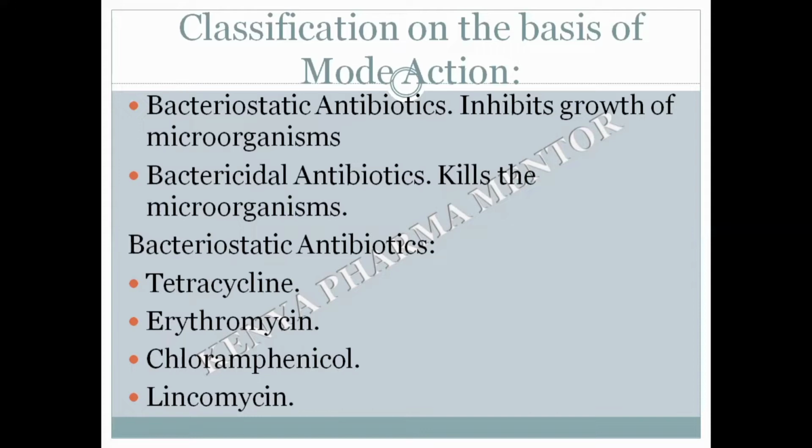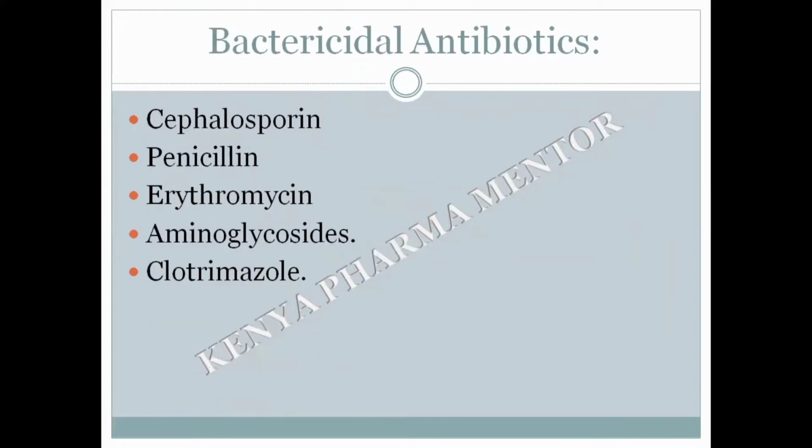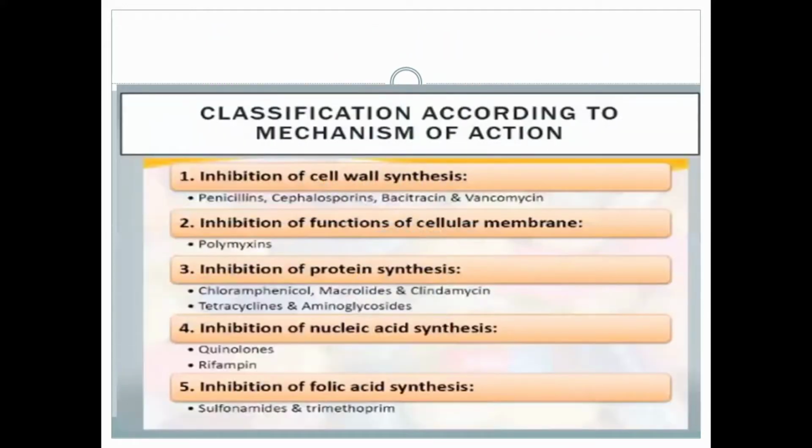Now, on the mode of action, it can be classified into the bacteriostatic, which inhibits the growth of microorganisms, while the bactericidal kills the microorganism. Examples of bacteriostatic include tetracycline, erythromycin, chloramphenicol, and lincomycin. While the bactericidal are those that kill the microorganisms, which include the cephalosporins, penicillin, erythromycin, aminoglycosides, and chlorotrimazole.